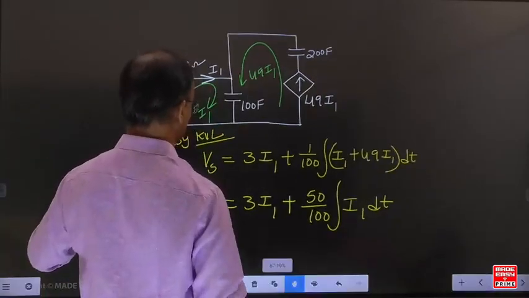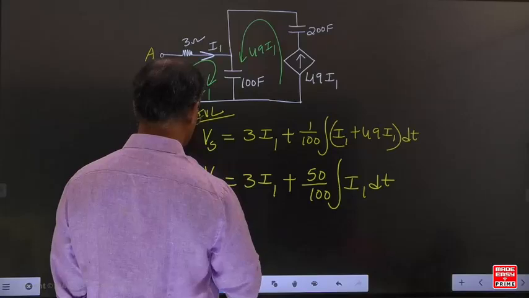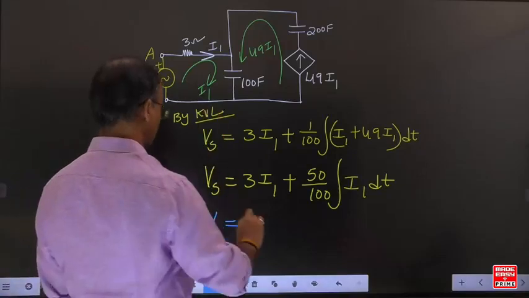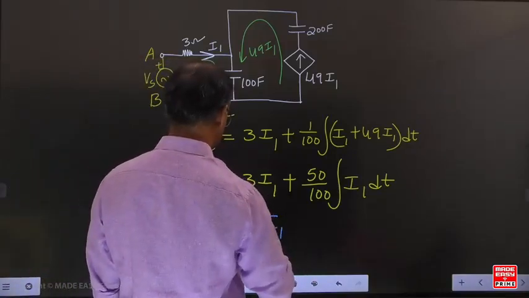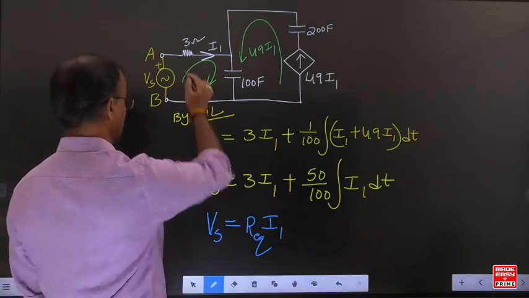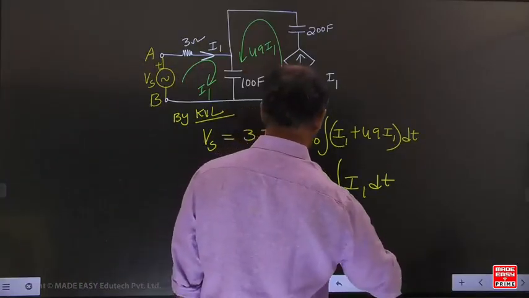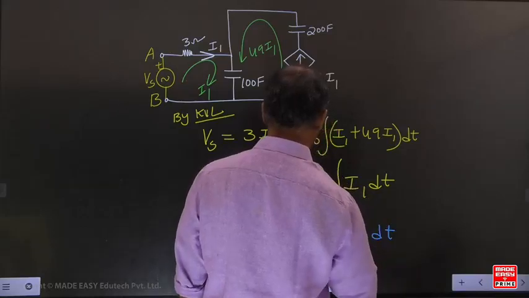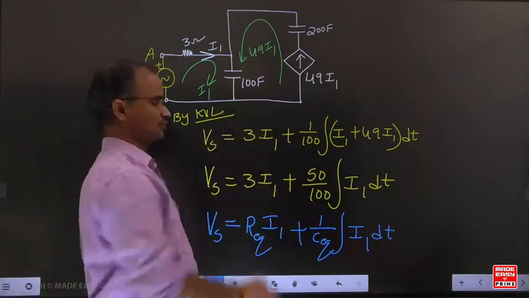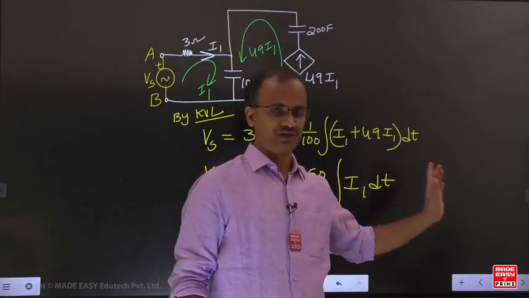Can you compare this equation with the general form? With respect to A and B, the source voltage is Vs, and the current is I1. The corresponding coefficient of I1 is taken as R equivalent. Similarly, the coefficient of the integral of I1 is taken as 1 by C equivalent. Suppose inductor is also there in the same question. If inductor is also there, then how do you write it? L equivalent dI by dt.